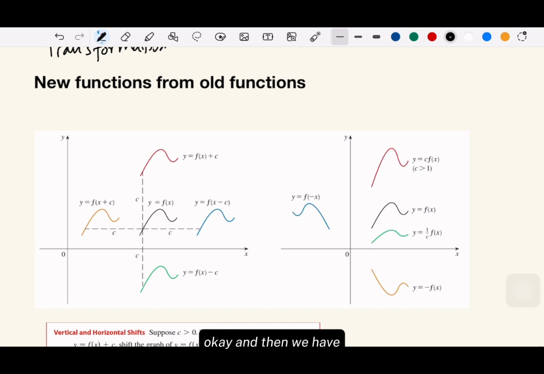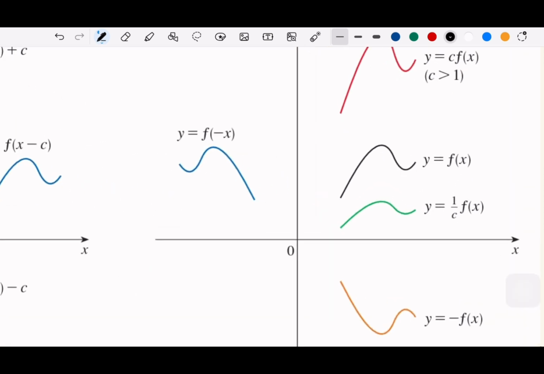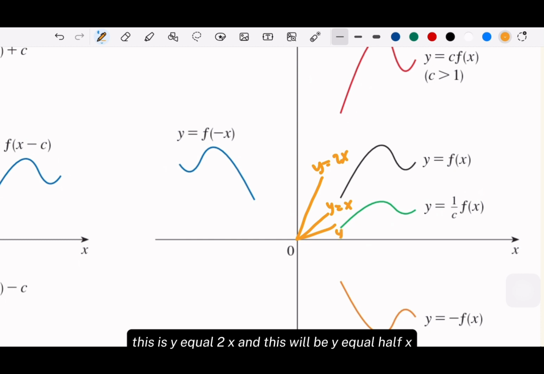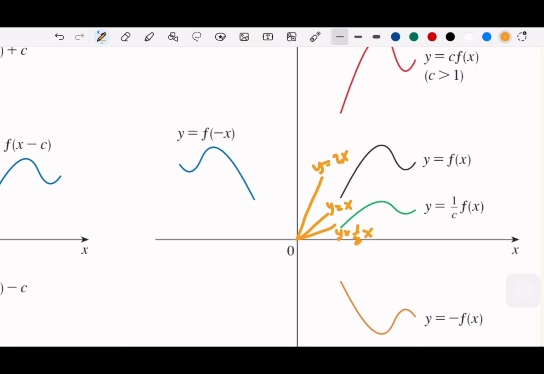Okay, and then we have multiplied by 1 over c. Then if we multiply the x with half, okay, imagine, maybe let me just draw a little bit here. So if you take this as y equal x, and then we can multiply, this is y equal 2x, and this will be y equal half x. I think you can try that as well. I think it's easy to follow.